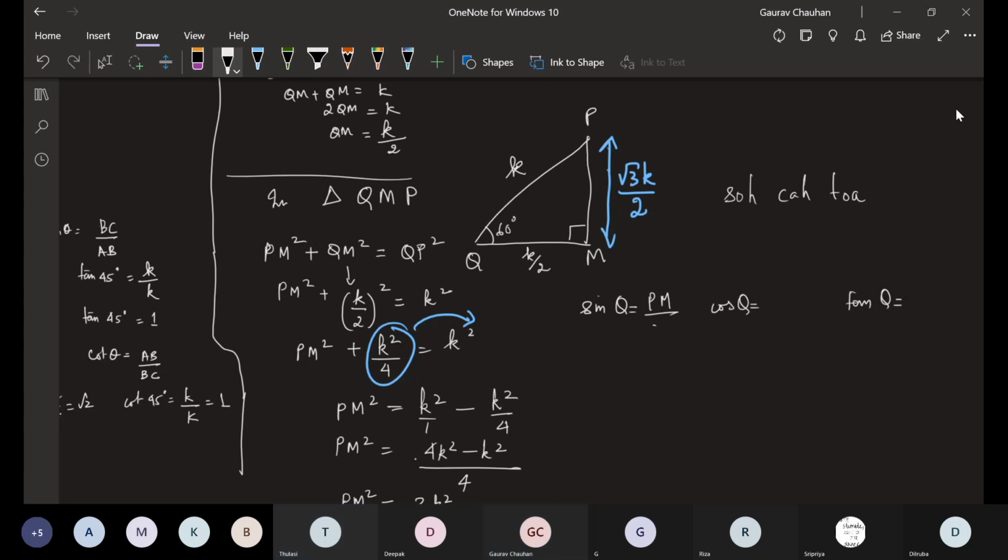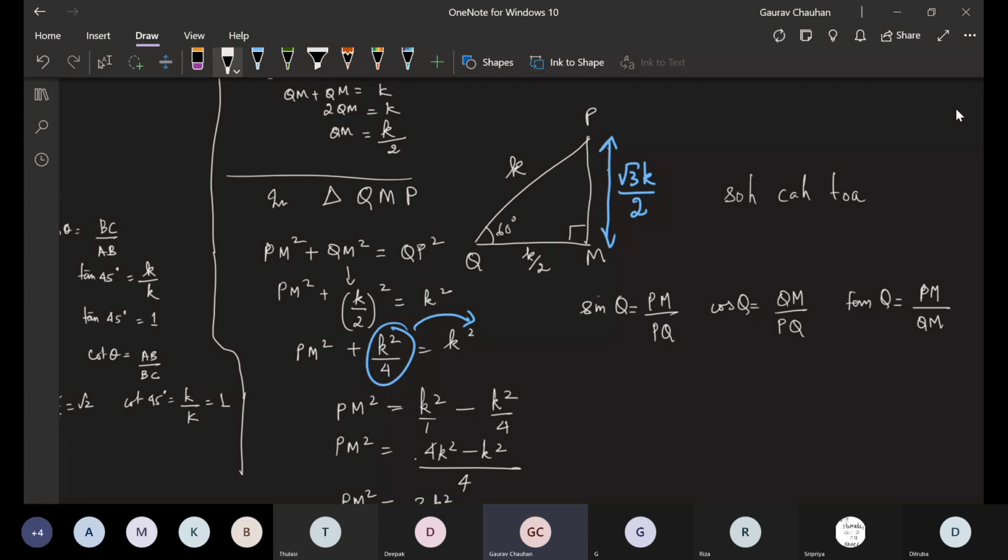PM by PQ. What is cos Q? Adjacent by hypotenuse, sir. Okay, tell me the exact sides. QM by PQ. Very good. Tell me tan Q. PM by QM. Perfect. Okay, PM by QM.